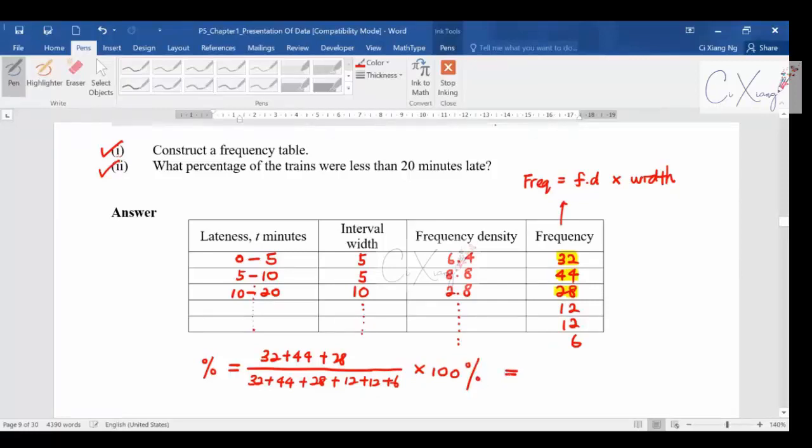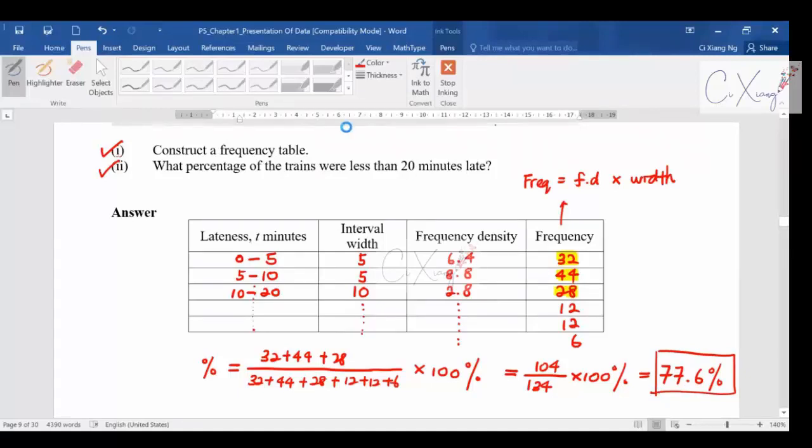Okay, so when you press the calculator and get the answer, what is the answer that we should have? You should have 104 divided by 134, then multiply it by 100%. The final answer that you should get is 77.6. All right, 104 divided by 134.